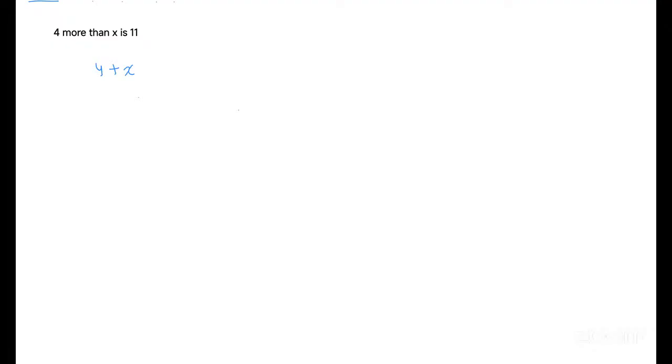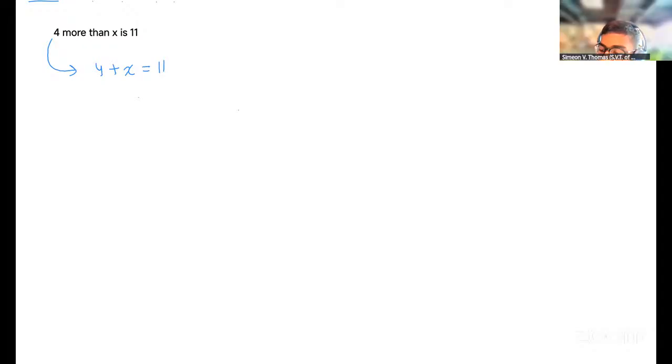And what is the meaning of "is"? Equal to. So it means that in place of "is" I have to put equal, and this has become 11. So this is basically writing an equation with the help of a word problem. Did you understand, guys? Can I get the answer? Yes, please. X is equal to 7. X is equal to 7. Abigail, did you understand how to form an equation with the help of that? Yeah, sir. Okay, we'll do one more question.